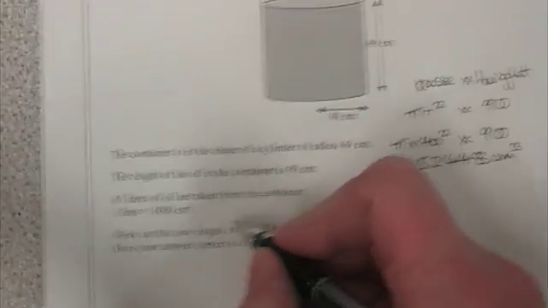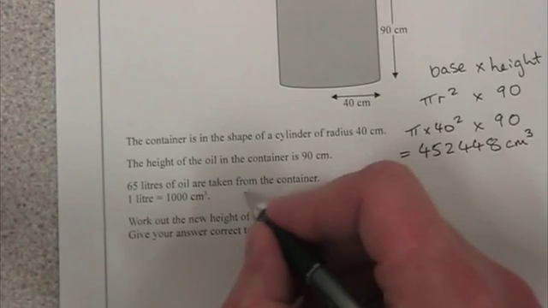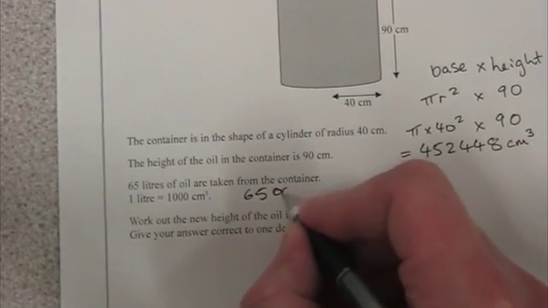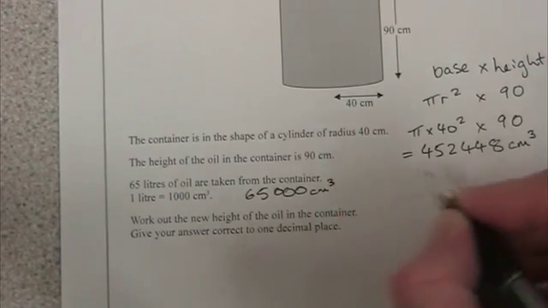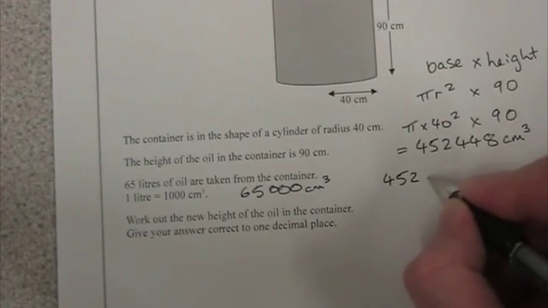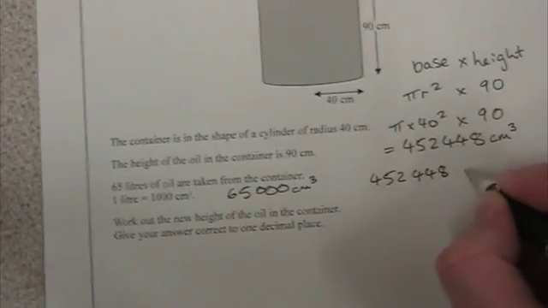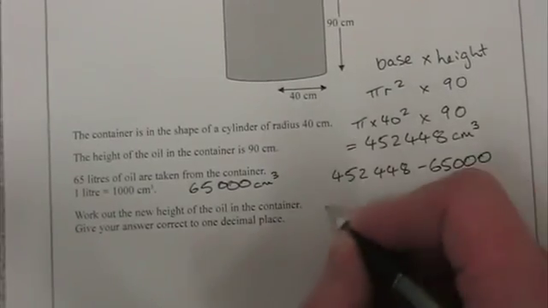So that would be, if 65 litres, 1 litre is 1,000, it'd be 65,000 centimetres cubed of oil. So that's what's been taken away. So I'm going to now subtract that. I'm going to do 452,448 take away 65,000.